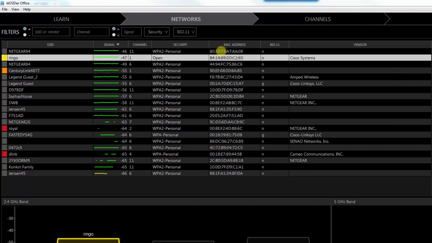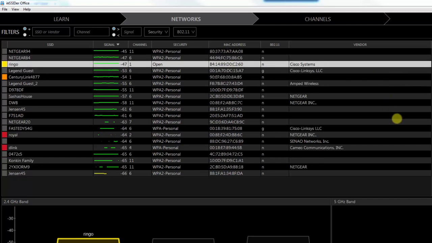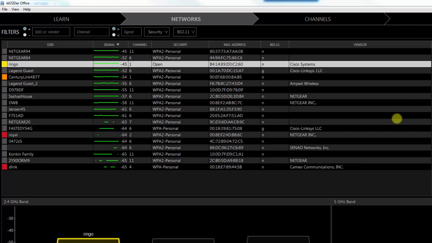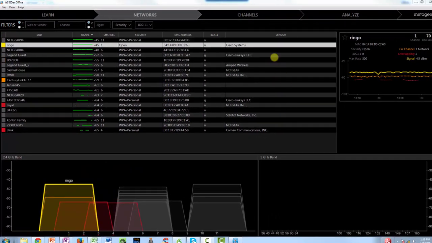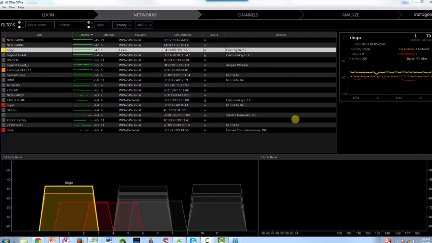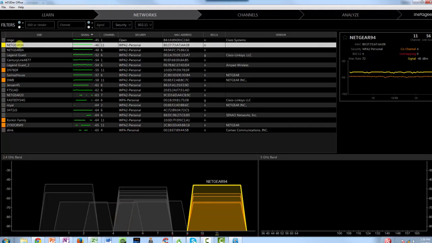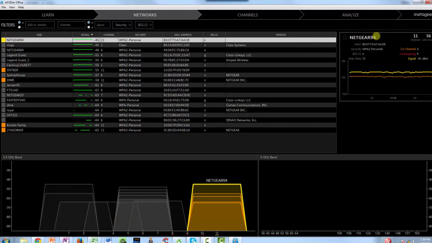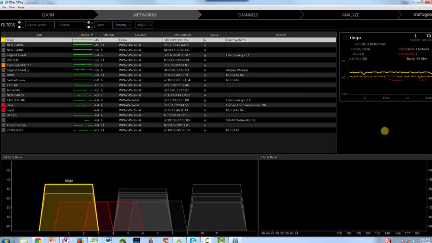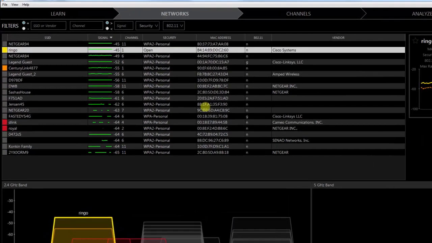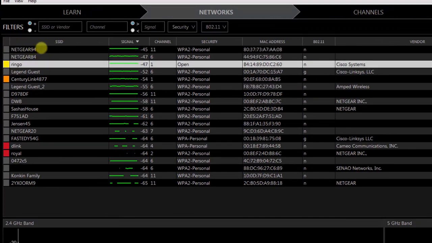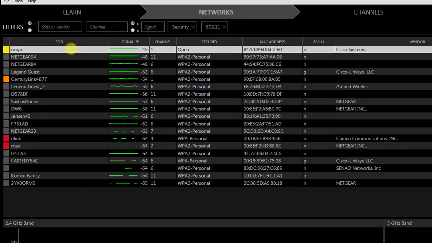The way it does that is it looks at the MAC address. The first half of the MAC address is the OUI, which is unique to a particular vendor. So it looks that up if it can, and then tells you the name of it. What we know is that Netgear 94, and you notice when I highlight it, it appears over here, is an access point that I have installed, and Ringo is an access point that I have installed. The way this appears, at the top you have the strongest signals, and at the bottom you have the weaker signals.